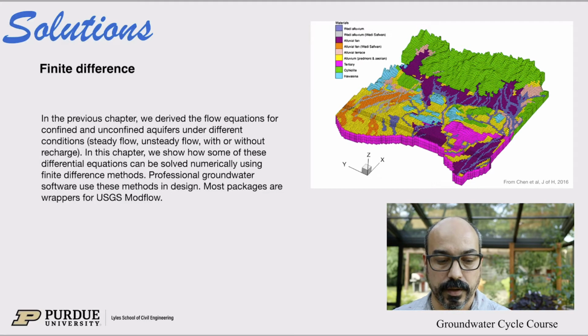You can see here on the right-hand side an example of a domain where you can see a heterogeneous formation, different types of things, right? Alluvium, different types of alluvia, different types of rocks, and so on and so forth. All those things would have different hydraulic conductivities, obviously. And the way we do it, we solve those equations on grids.